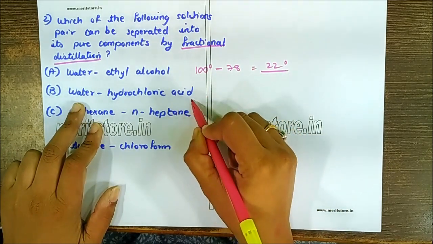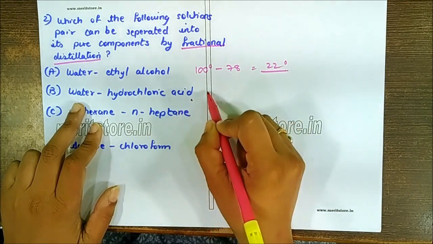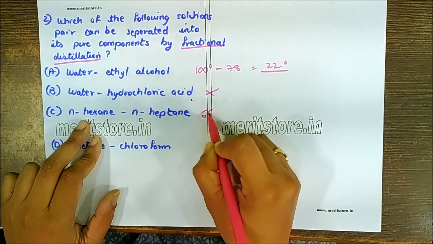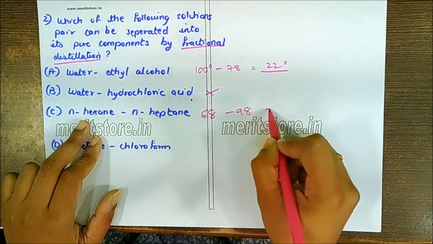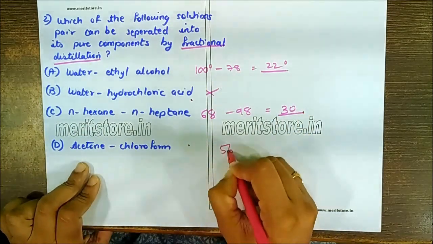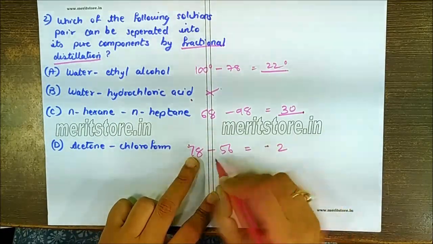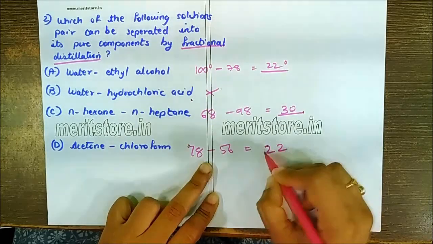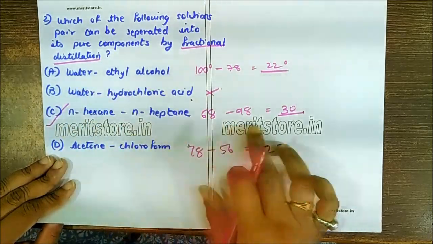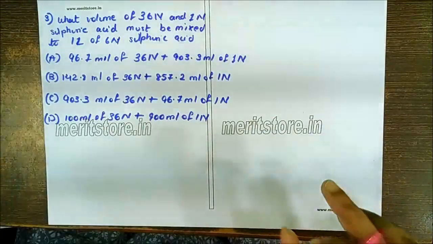Water and hydrochloric acid. Hydrochloric acid is an aqueous solution only. So there is not much difference in the boiling point of the water and hydrochloric acid. Hexane is around 68 and heptane is around 98. So we have here a difference of 30 degrees Celsius. Acetone is 56 and this is 78. So this comes out to be around 22. So the option with the largest difference is option C, where the 2 solutions can be separated by means of fractional distillation.